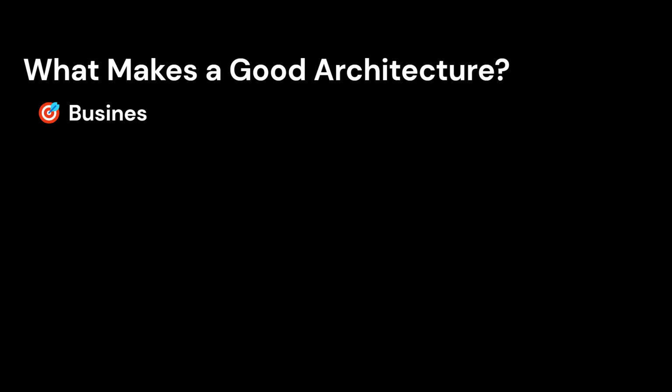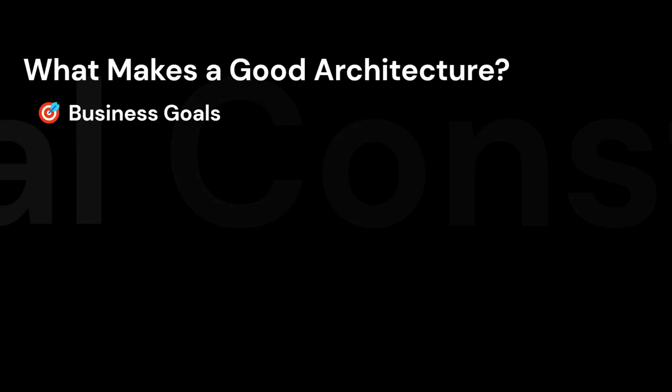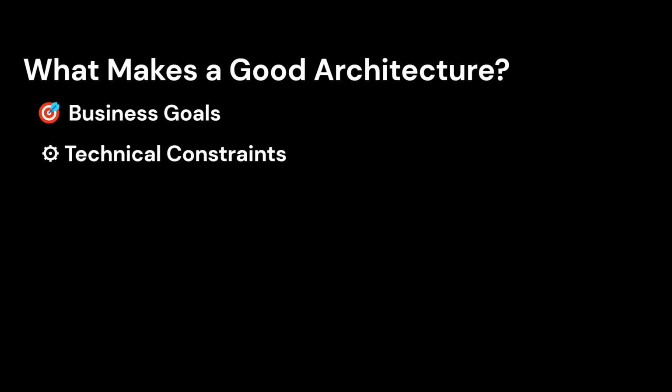Business goals. First, architecture must support business objectives. A solution should help the organization deliver value faster, improve customer experience, and support future business growth. Technical constraints. Every project has limitations: existing systems, technology choices, team skills, budget, and deadlines. Good architecture works within these constraints while creating the best possible solution.